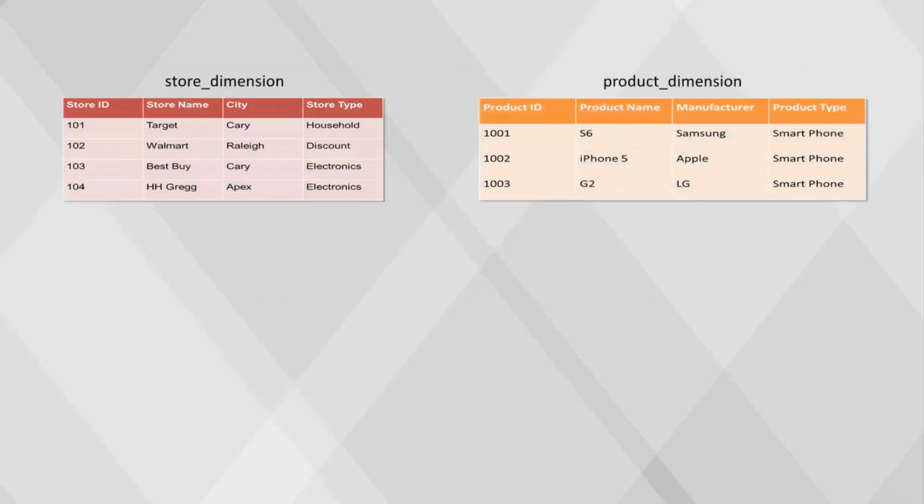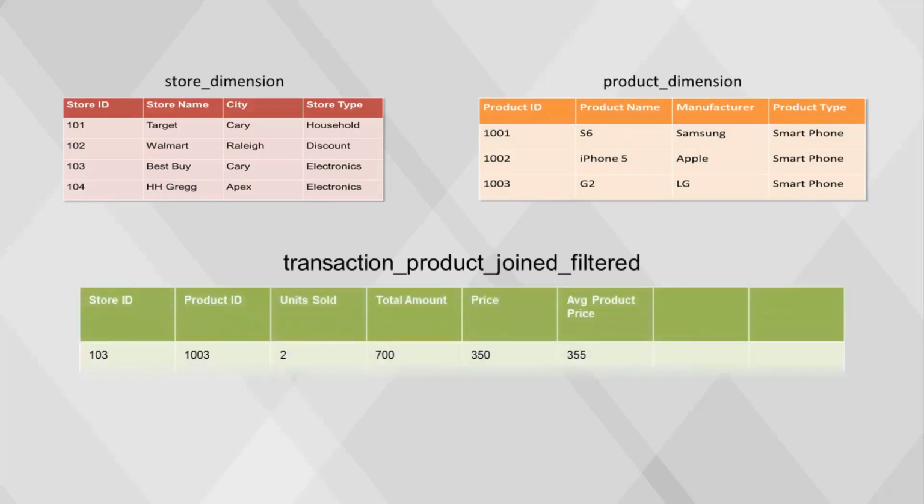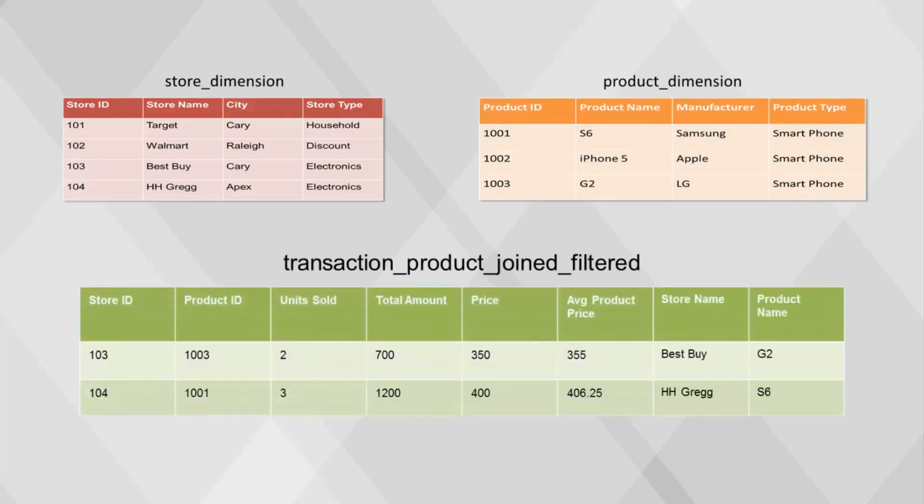Finally, we join this table with the store dimension and product dimension tables. Adding store name and product name to the table is necessary to fully answer the original question. The resulting table makes it clear that the G2 went on sale at Best Buy and the S6 went on sale at H.H. Gregg. This example is a simplified illustration of how data preparation techniques are often used together to answer typical questions of the data.